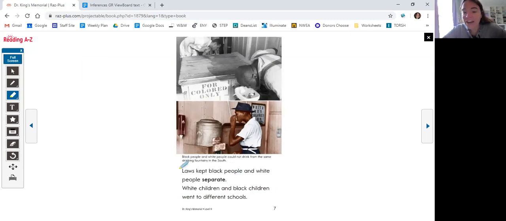In the story, I read that laws kept them separated. That means that Black people and white people weren't allowed to do some of the same things. For example, they couldn't drink from the same water fountain. In this picture, you see the white man drinking on this side of the water fountain, and the Black man drinking on this side. So the law said that they couldn't even drink out of the same water fountain.